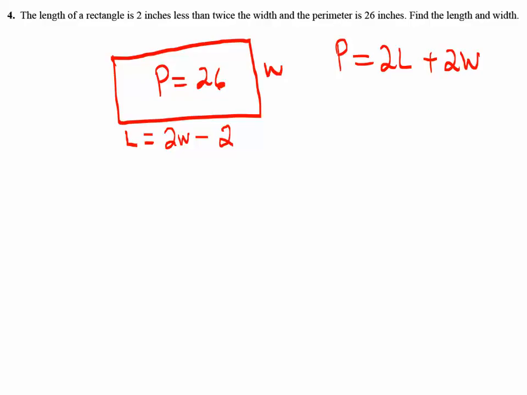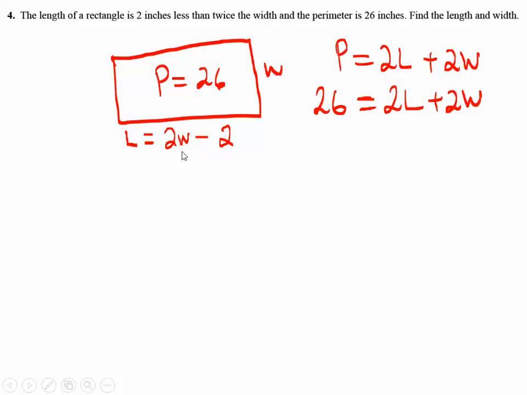So do we know what P is? 26. Perfect. 2L plus 2W, that's fine. I just wanted to show you this one because here's our problem. Notice you have one equation here, but you've got two different variables. You can't work with those. There's no way to work with one equation, two variables. You've got to get to one equation and one variable.